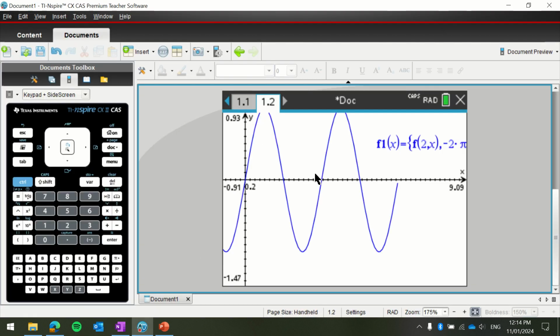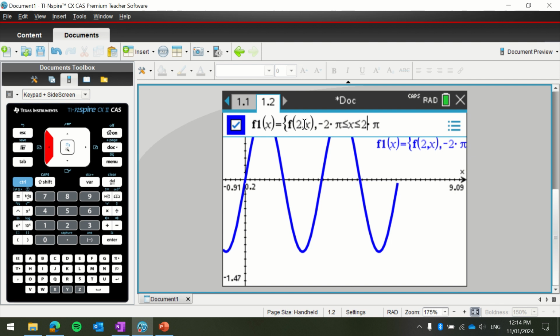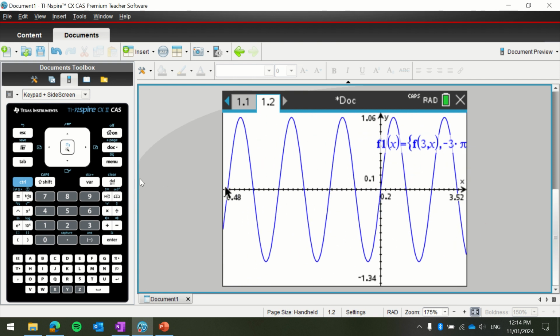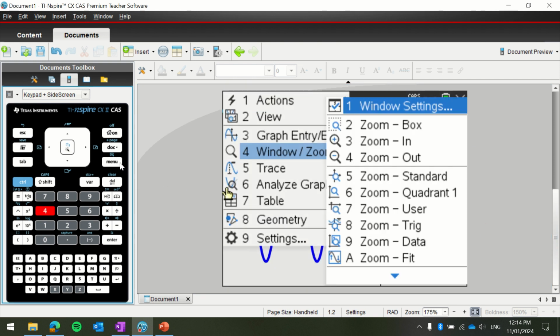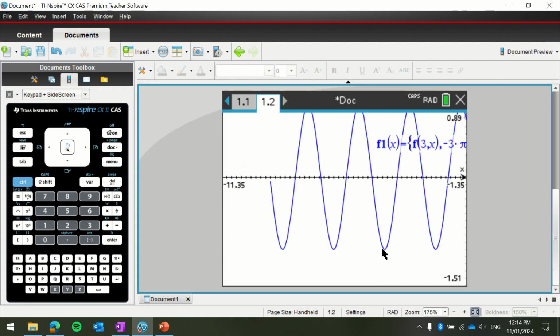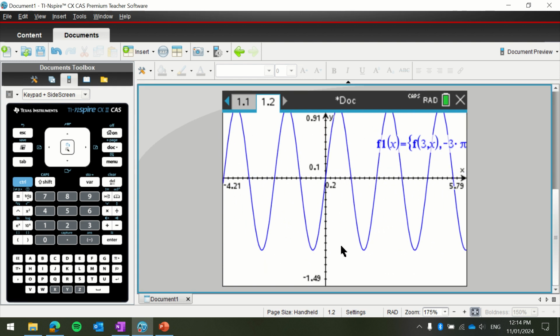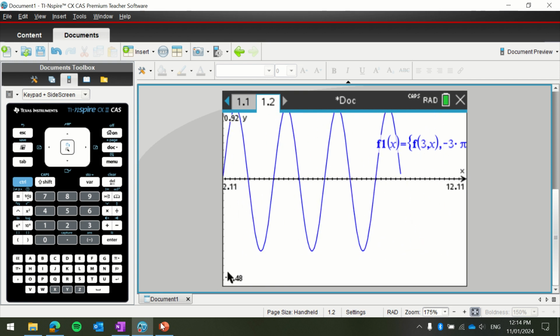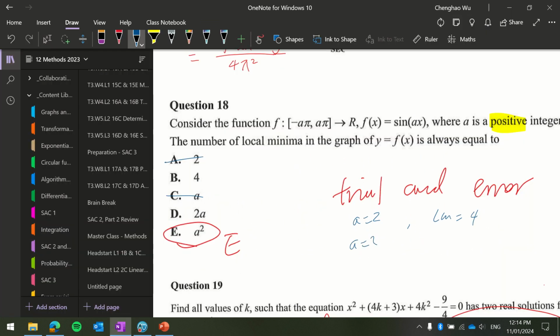And then try again. So what if a is 3 now? If a is 3 now, so that becomes 3, that becomes 3. And I'm going to do another fit. So window fit. Okay, local minimum this time. 1, 2, 3, 4, 5, 6, 7, 8, 9. So when a is 3, amount of local minima is 9.